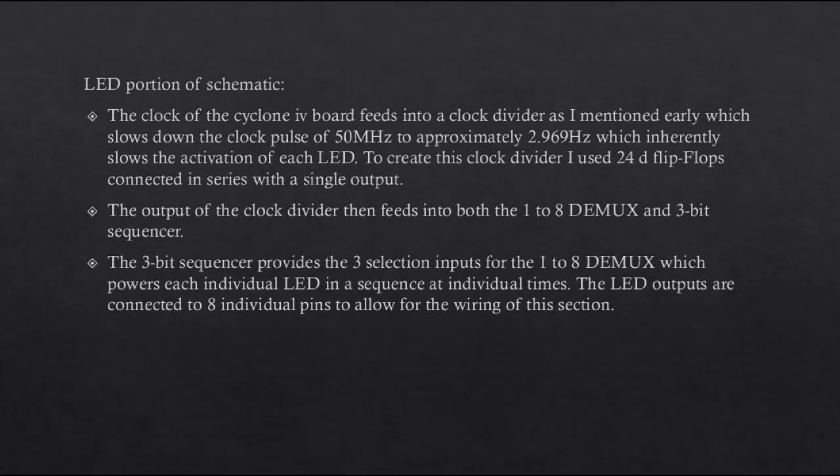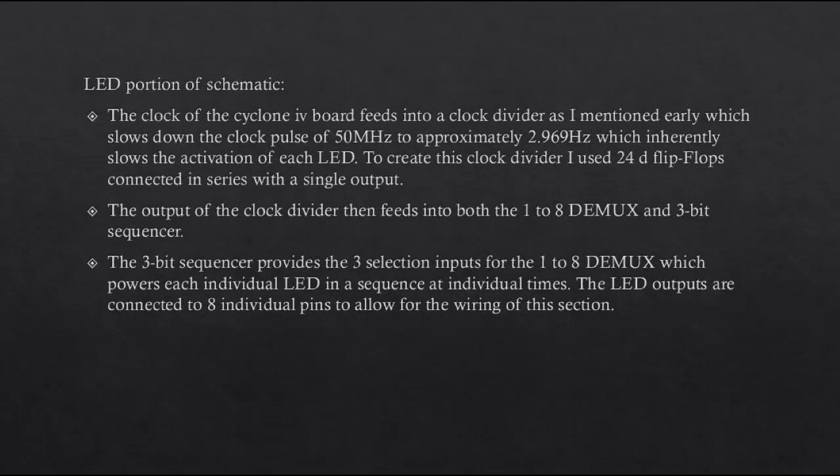The LED portion of the schematic is fed by the clock of the Cyclone 4 board, which feeds into a clock divider as I mentioned earlier. This slows down the clock pulse of 50 MHz to approximately 2.969 Hz, which inherently slows the activation of each LED. To create this clock divider, I used 24 D flip-flops connected in series with a single output.